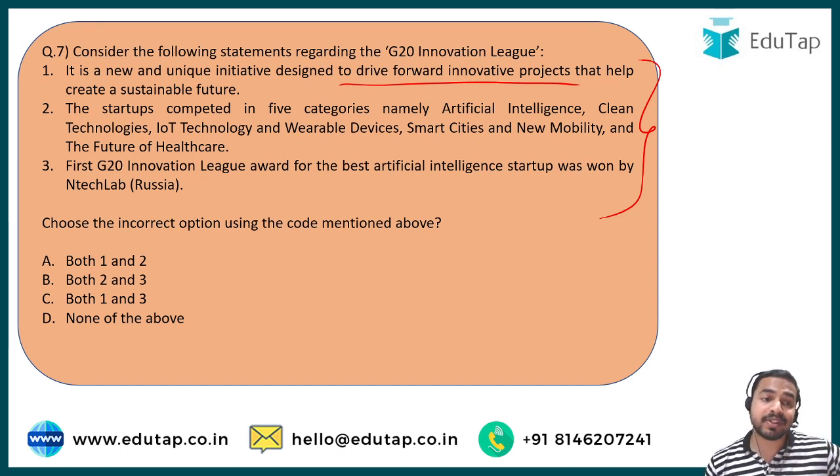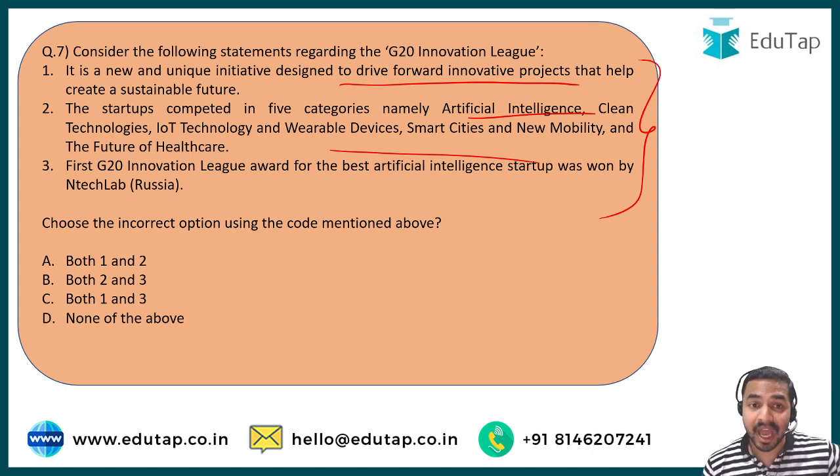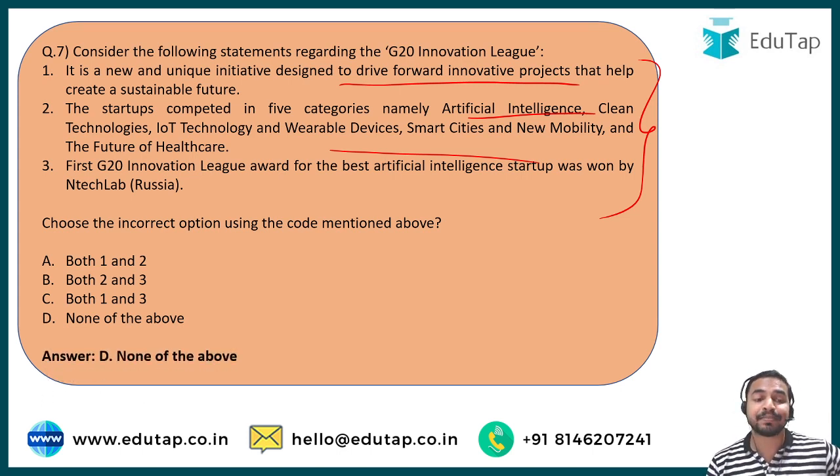The second statement says that the startups competed in 5 categories and the names of the categories have been mentioned here. And the third statement says that the first G20 Innovation League award for the best artificial intelligence startup was won by Entech Lab Russia. So my dear friends, please tell me in the comment section below which one of the following statements is correct as per the G20 Innovation League, and the right answer to this question is none of the above.